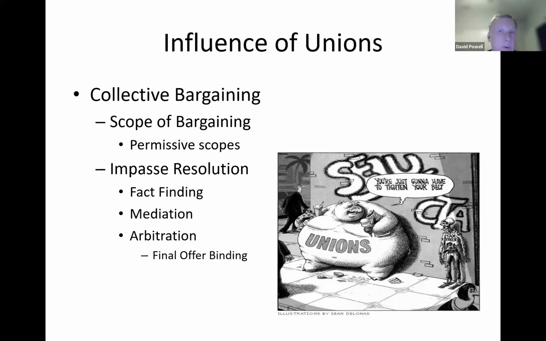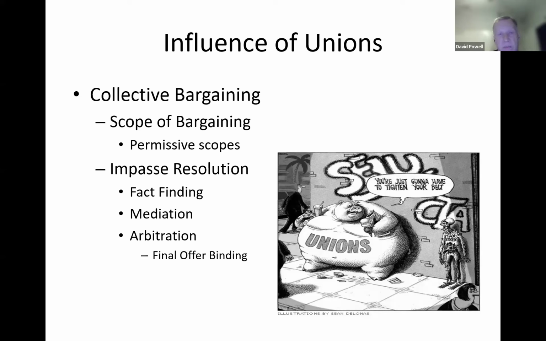States that tend to have a more restrictive scope of collective bargaining, you're looking at primarily a lot of southern states. And so Alabama and Louisiana and Mississippi tend to have a much more restrictive scope of collective bargaining. Florida's scope of collective bargaining has become much more restrictive in recent years as well.